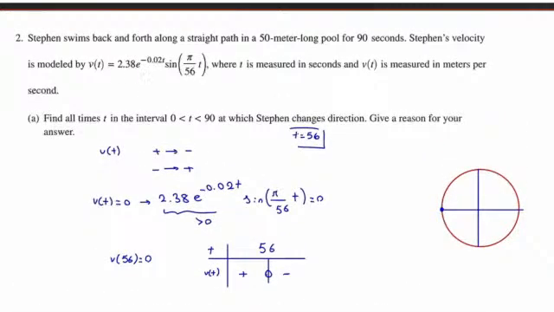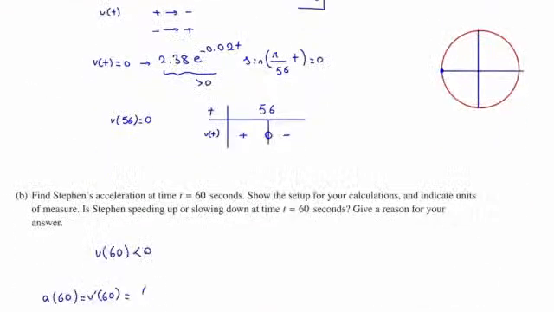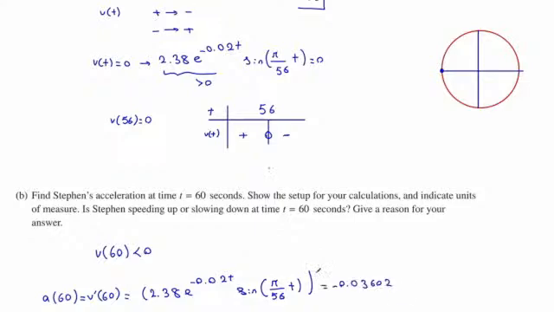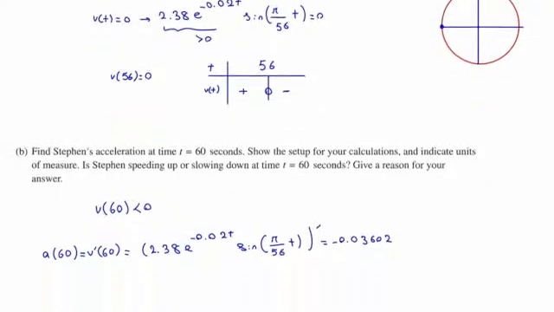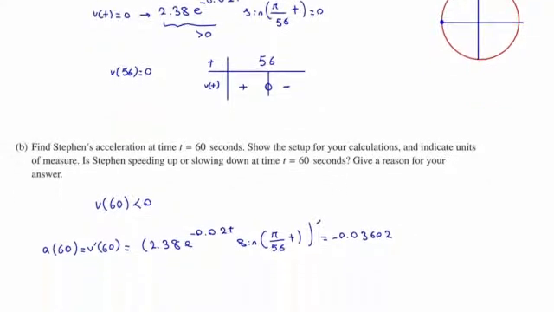V of t equal to this point, 2.38. Let's write it: 2.38 e to the negative 0.02t sine 5 over 56 t prime. And if you use a calculator, it will be negative 0.03602. And it says indicate units. It will be meters per second squared.